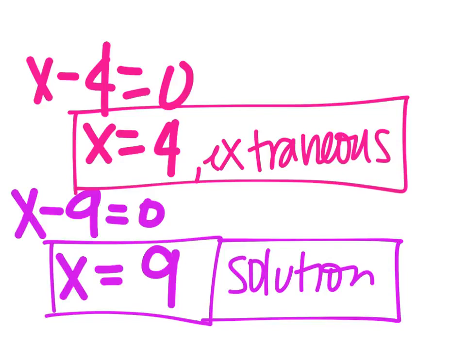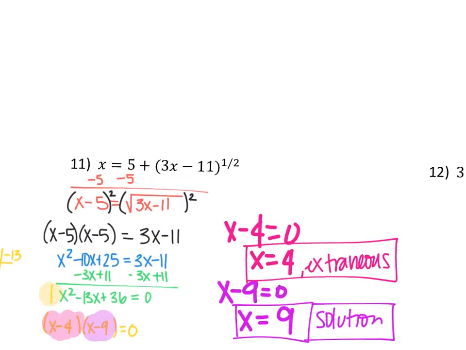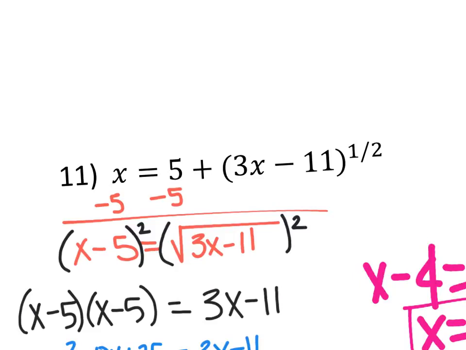Did that help with 11? Do you just plug it back in to find out? Yeah, you plug it back into the original problem. So if we go back to the very original here, then I'm taking everything that was an x and I'm going to replace it with 4. I'll do that one because we know that's the one that's extraneous. So we get 4 equals 5 plus, okay, I am going to write that as the square root of 3 times 4 minus 11.